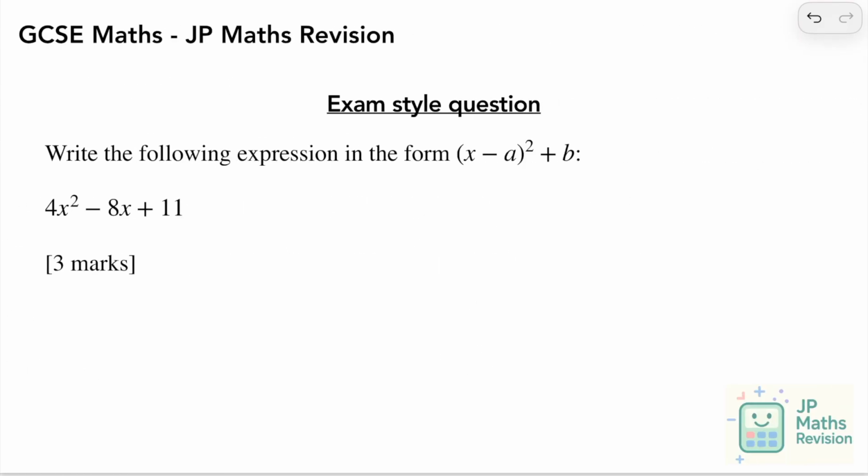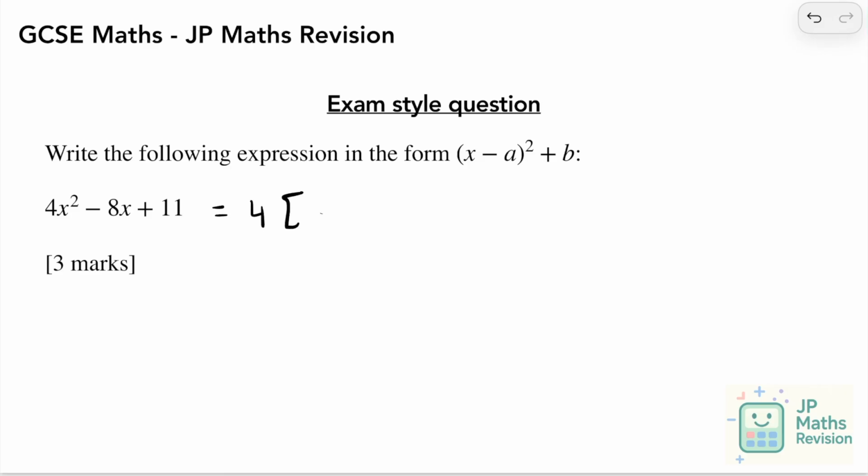So here's an exam style question. Again, they've worded it slightly differently. They've said write it in the form x minus a squared plus b, but all they're asking you to do is literally complete the square. So here we have 4x squared minus 8x plus 11. So we're going to factor out the 4.